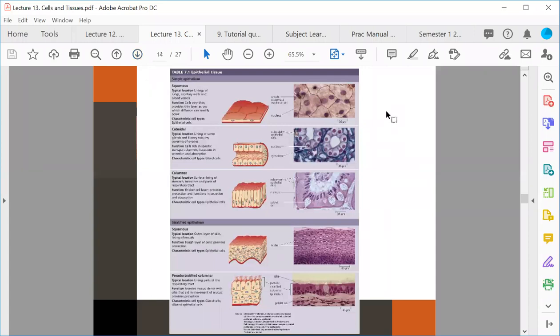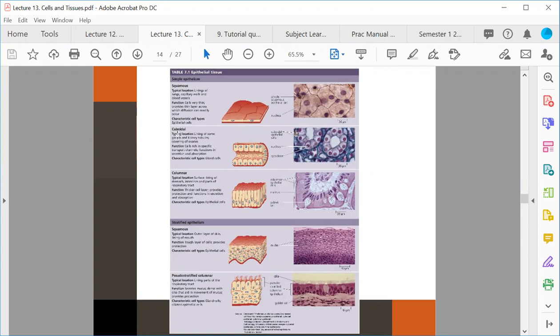All right, this table shows the different types of epithelial tissue. So starting with our simple epithelium, and we start with squamous, simple squamous epithelial tissue. We can see a nice example there. So these are very thin, flattened cells, and this provides a thin layer across which diffusion can readily occur. So of course you would find simple squamous epithelial cells lining the lungs.